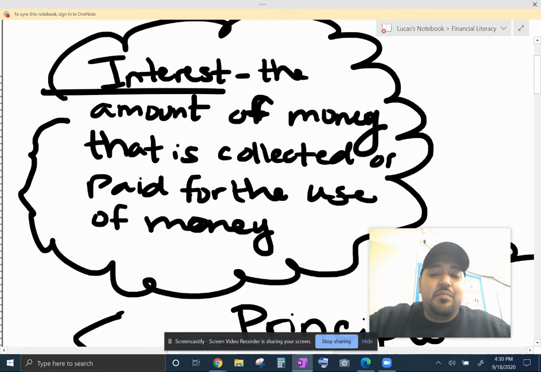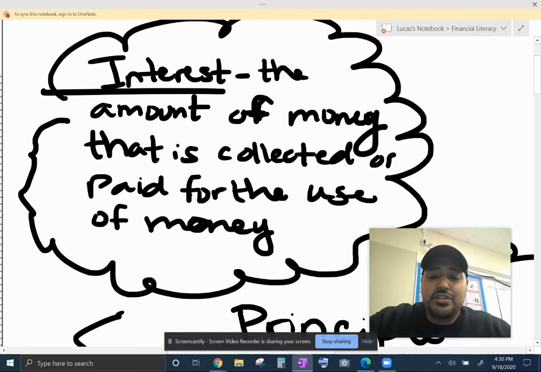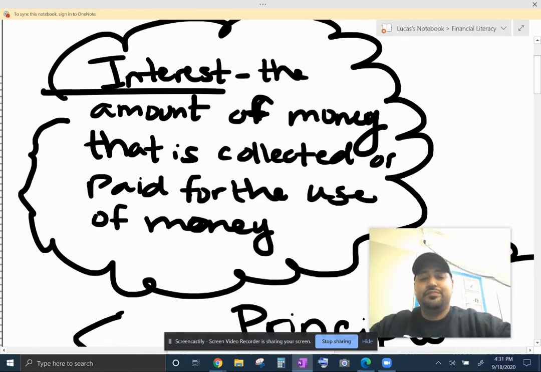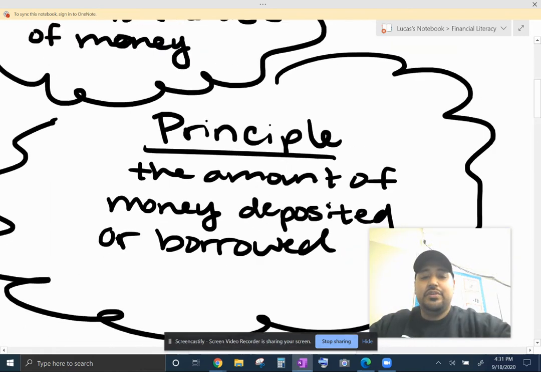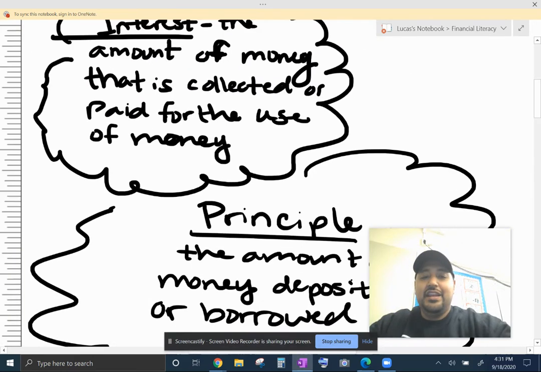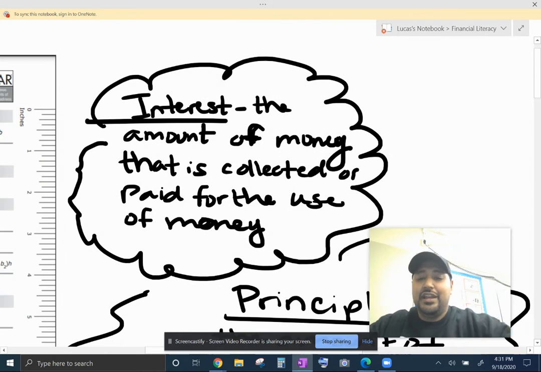Now, in the case of borrowing money, they're charging us interest for borrowing that money. They're going to charge a small percentage of the amount borrowed, and you're going to have to pay that every year until you pay it off. And so principal is the original amount deposited. Interest is the money you collect or you pay based off borrowing that money.